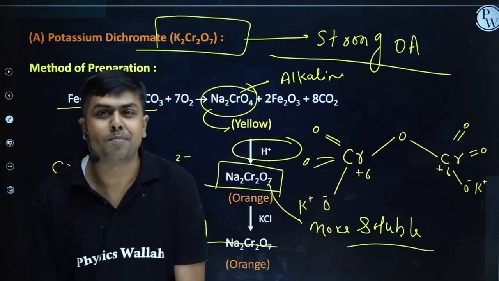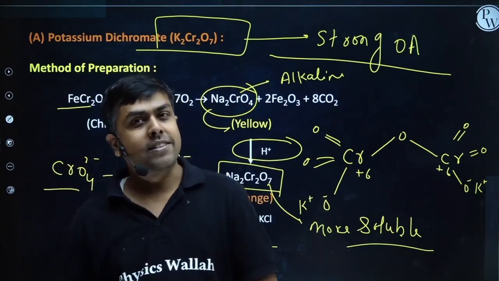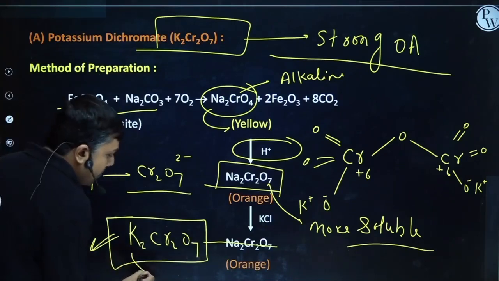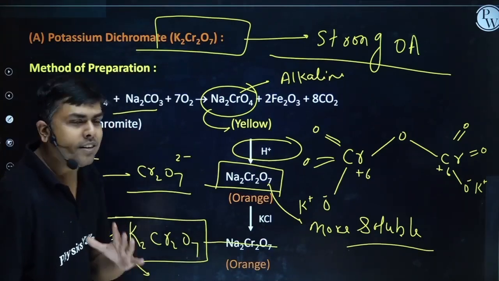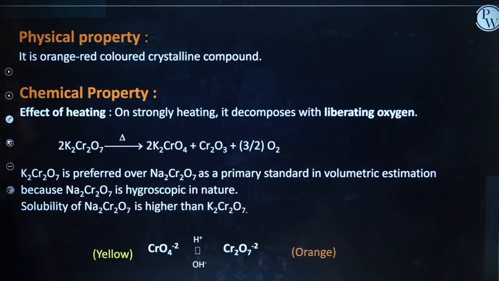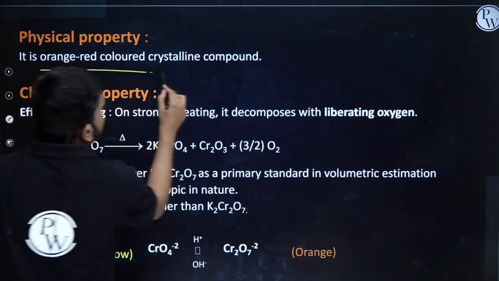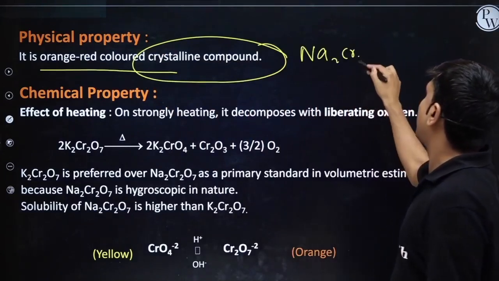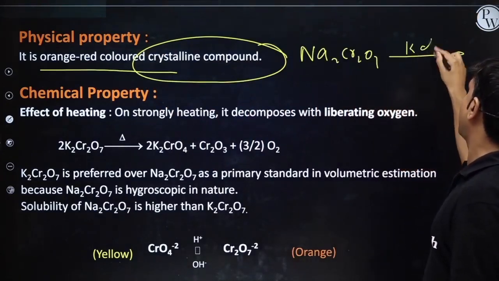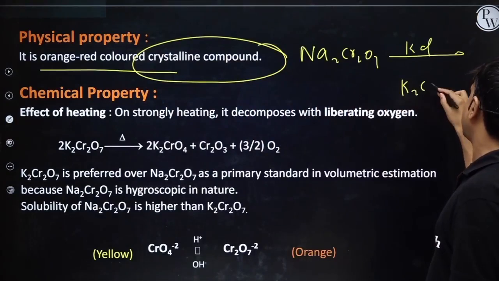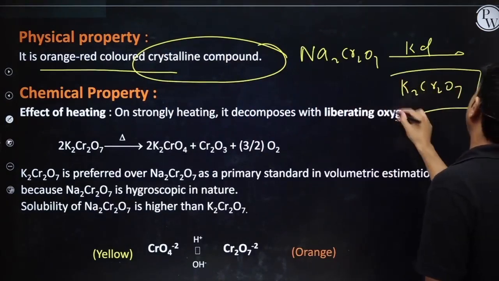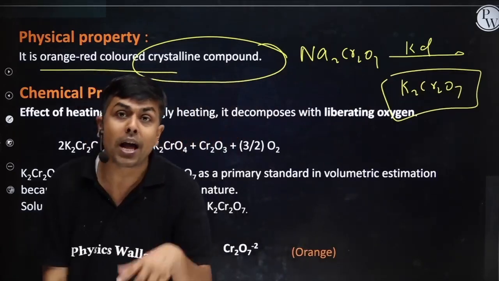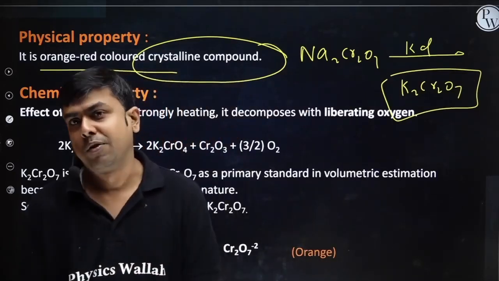And this potassium dichromate is basically an excellent oxidizing agent. It's an orange colored compound. Am I clear, students? Okay, let's move ahead. It's an orange-red colored crystalline compound. Basically, to this soluble Na2Cr2O7, I am adding KCl in order to get the crystals of K2Cr2O7. Solubility of sodium dichromate is more as compared to potassium dichromate.